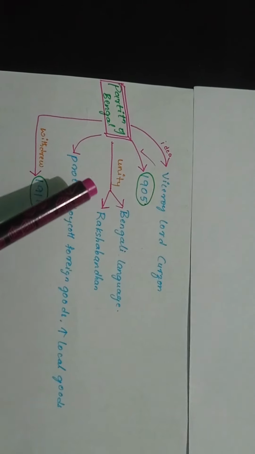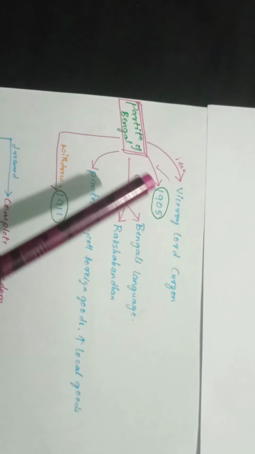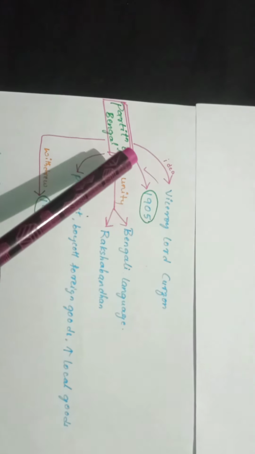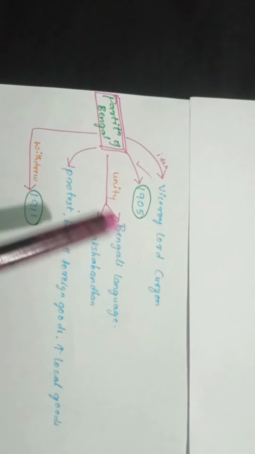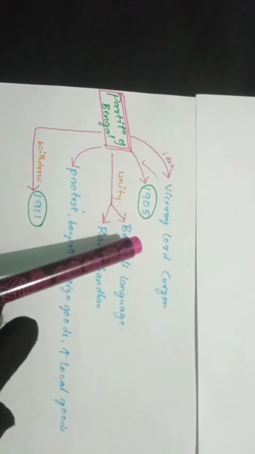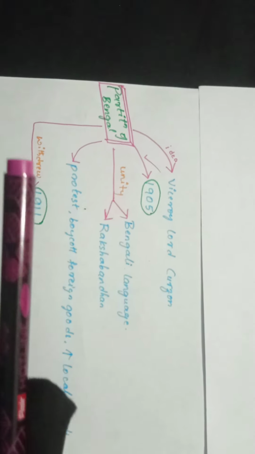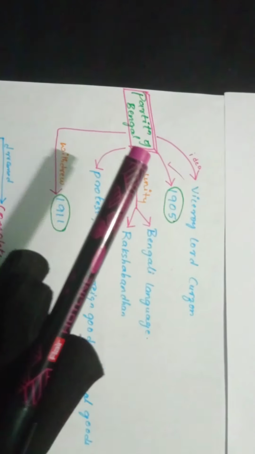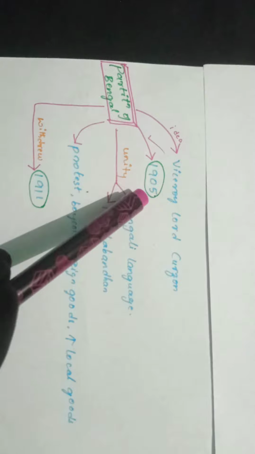Next topic, partition of Bengal. All the things I have summarized here. What was the idea? Who proposed this idea of partition of Bengal in order to break the unity in our country? The Viceroy Lord Curzon. You just need to remember who this was and what he did. He brought the idea to partition Bengal. When did this take place? It took place in 1905.